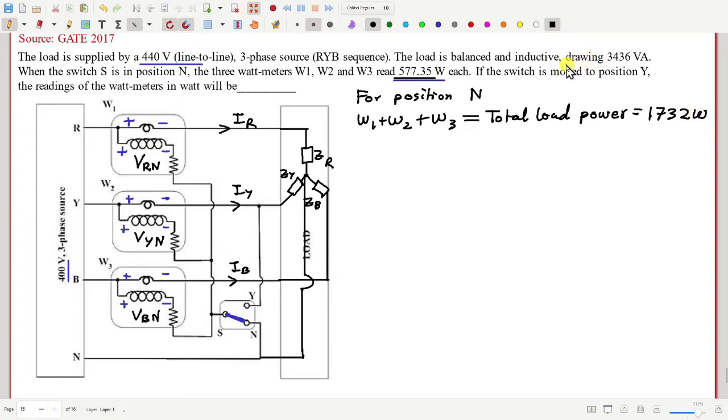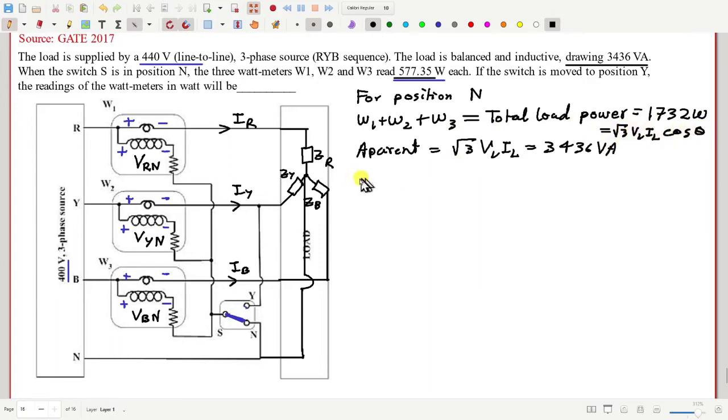Okay, now what else? In the question it is given that the total volt ampere is this. In a 3-phase system, total volt ampere, or apparent power, is defined as root 3 VL IL, which is given as 3436 volt ampere. And total power is nothing but root 3 VL IL cos theta. So how much is cos theta? Almost 0.5. So 1732 by 3436 is 0.5, which means theta is 60 degrees.